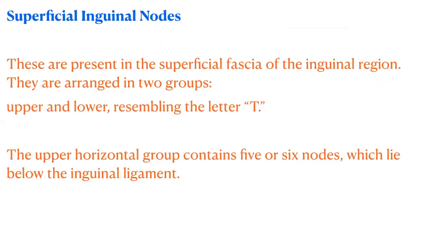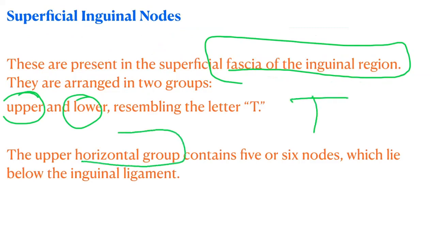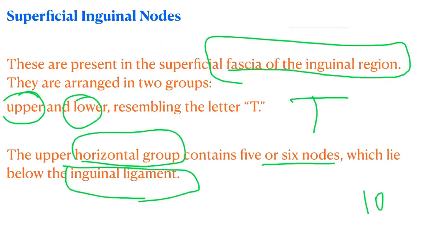Superficial inguinal nodes. These are present in the superficial fascia of the inguinal region. Okay, you all saw that in the dissection. They are arranged in two groups, upper and lower, resembling the letter T. The upper horizontal group contains 5 or 6 nodes which lie below the inguinal ligament. So totally there are 10 lymph nodes in the inguinal region.